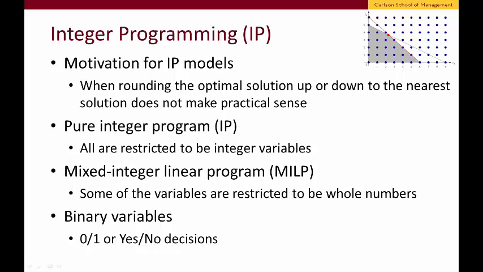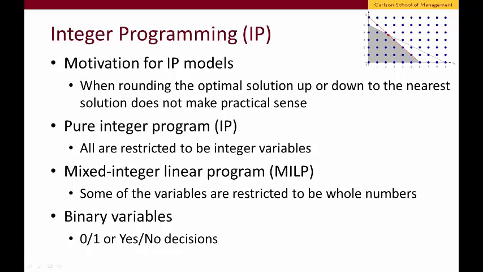We cannot select 0.6 of a project to do and not do the remaining 0.4. We either do it, 1, or do not do it, 0. Rounding 0.6 to 1 is not the way to go. Similarly, we cannot schedule 0.3 of a job on machine 1 and 0.7 on machine 2. We either schedule the job on machine 1 or machine 2. Rounding does not work here either.